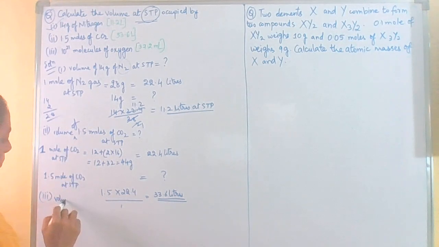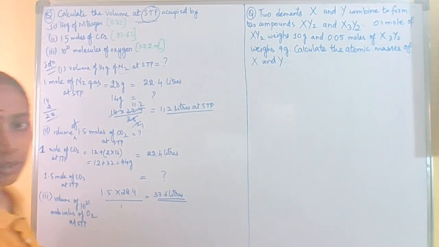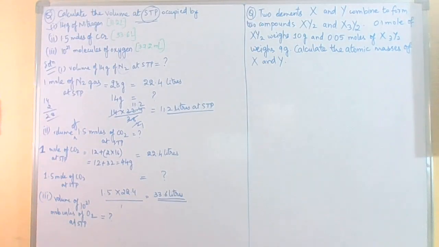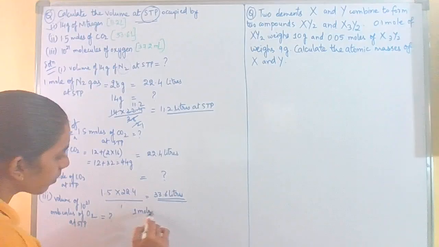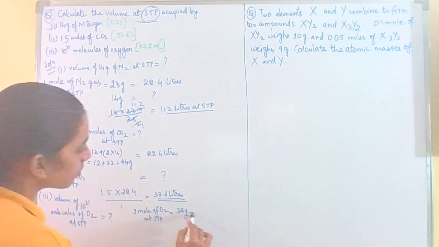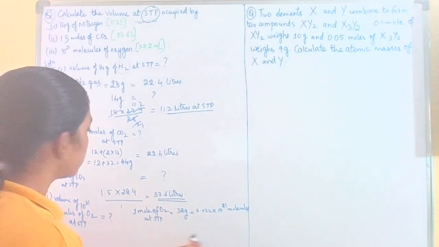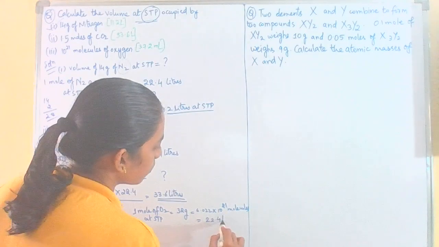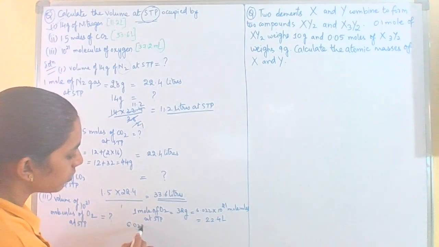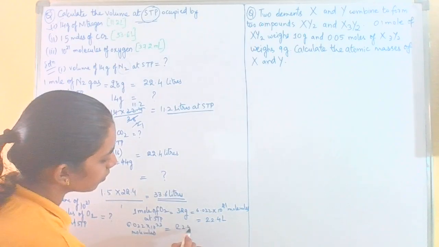Calculate the volume of 10 to the power 21 molecules of oxygen, O2, at STP, right? You have to take O2 here, not the oxygen atom. It is the oxygen molecule. So 1 mole of O2 at STP is equal to 32 grams, which is equal to 6.022 into 10 to the power 23 molecules, which is equal to 22.4 liters. Okay, 6.022 into 10 to the power 23 molecules of oxygen is equal to 22.4 liters.